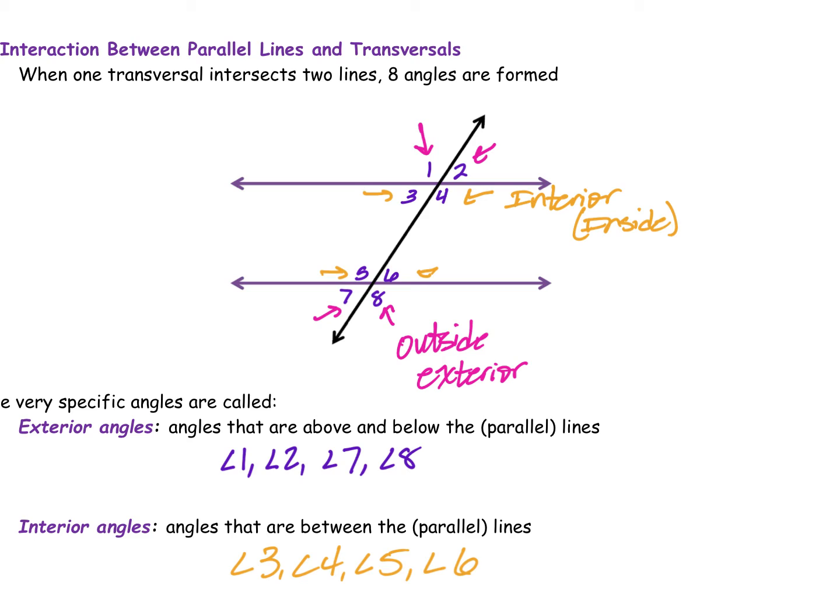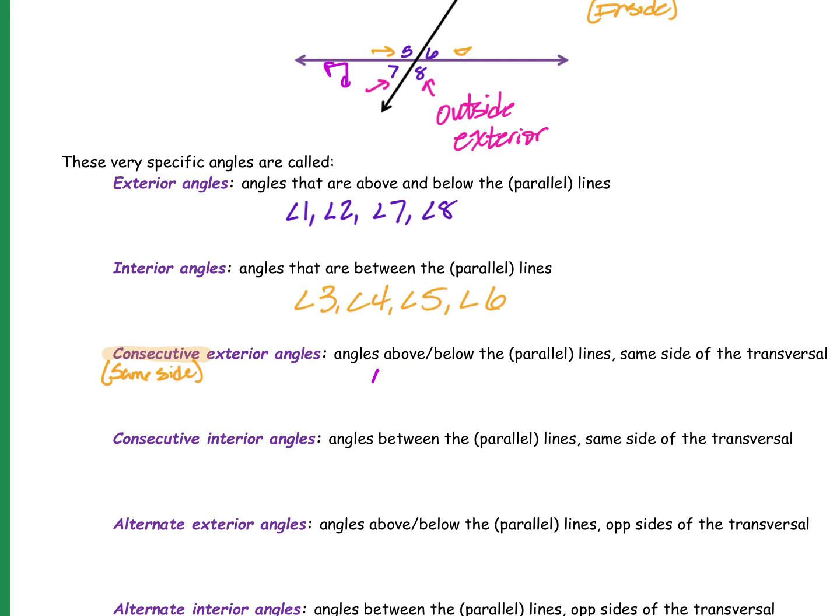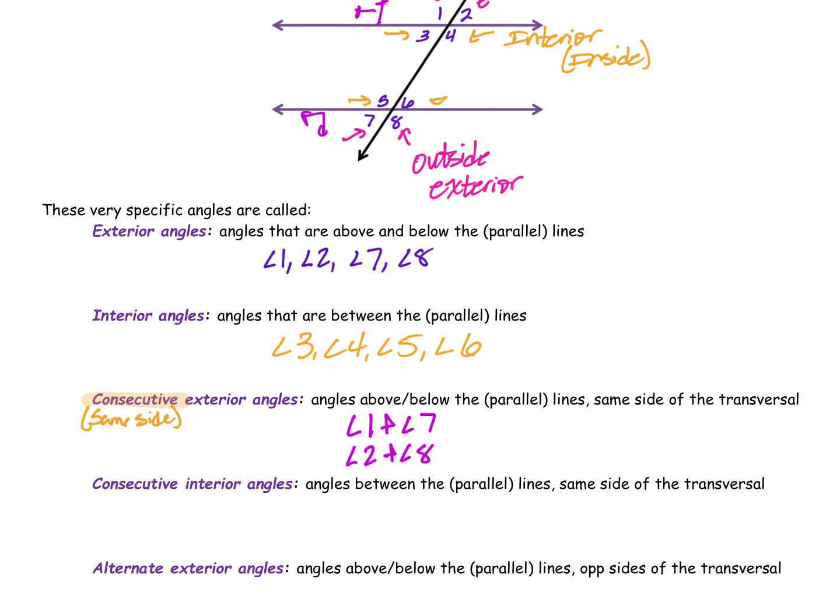Does that make sense? So look, on the outside of the parallel lines, it's on this side, and on the same side of the transversal. So that's 1 and 7. And what's the other set? 2 and 8. There you go. Okay. So angles 1 and 7, and angles 2 and 8. Was that it? Yeah, 1 and 7 and 2 and 8. Okay.